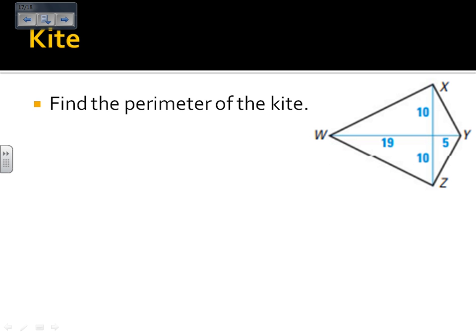Last problem for today. Find the perimeter of the kite. This is a hard one. What does the perimeter mean? All the sides, so everything on that picture, or can you be more specific? That's a Y. So yes, it's the distance around the figure, so it doesn't include anything inside. Right now, have I given you any of those distances on the outside? No. Any thoughts on this one?